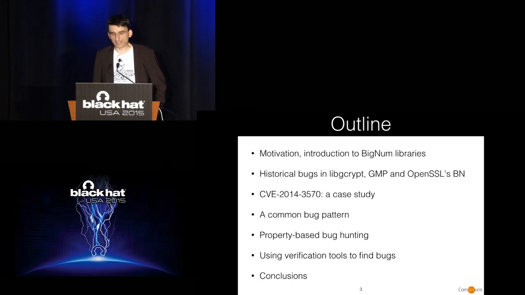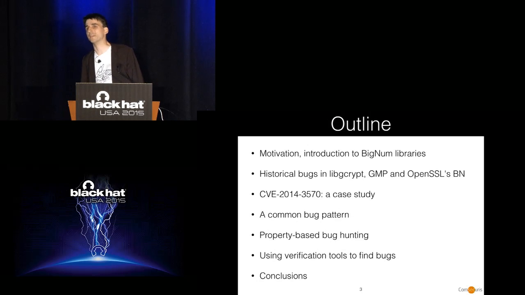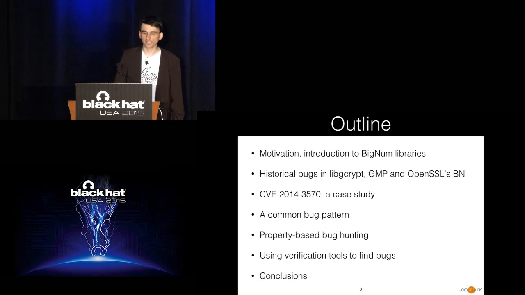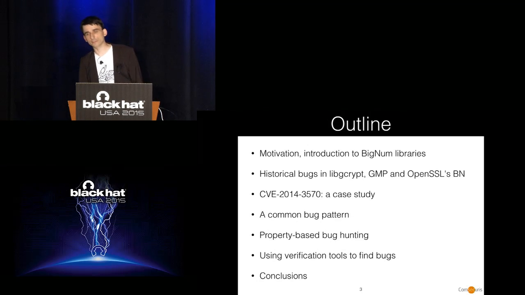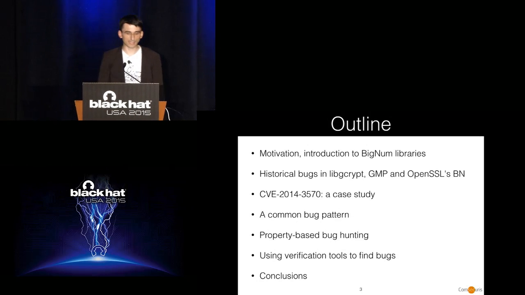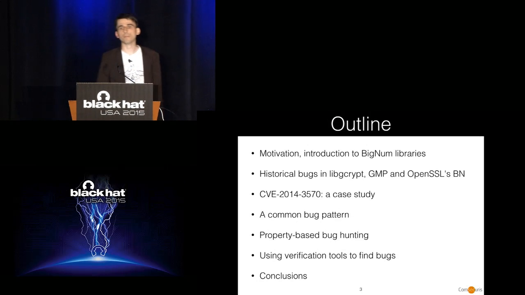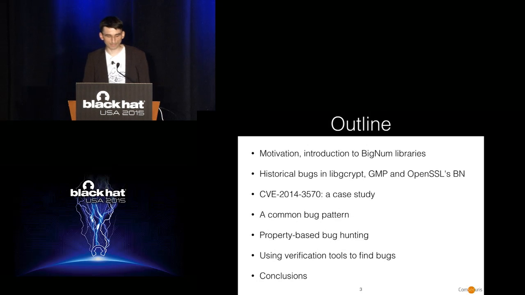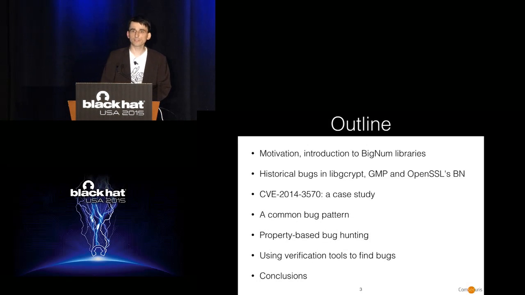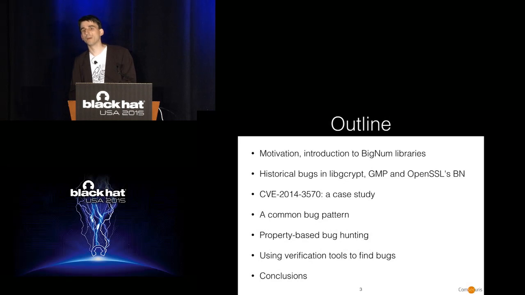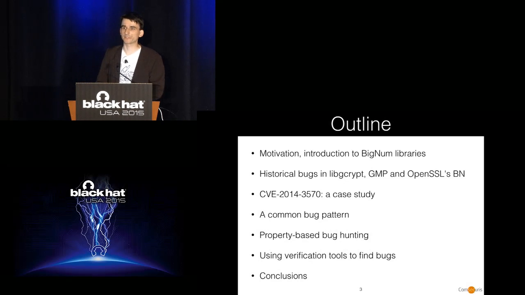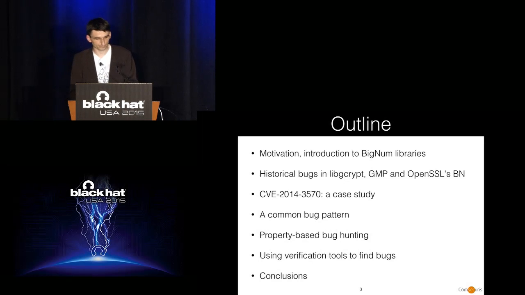I will talk about a recent bug, as in patched in January of this year, in OpenSSL as a case study to motivate the general class of bugs and to also give an example of a very common bug pattern. I have chosen this particular bug because it's recent, but also because it is easier to understand than others.